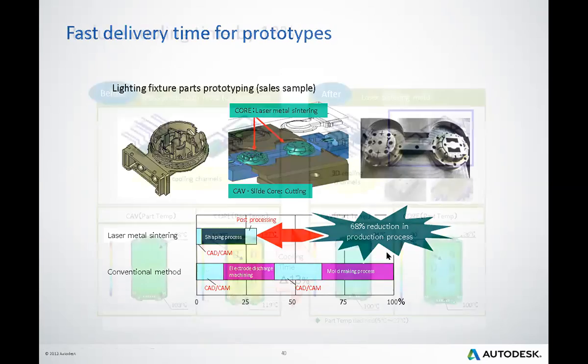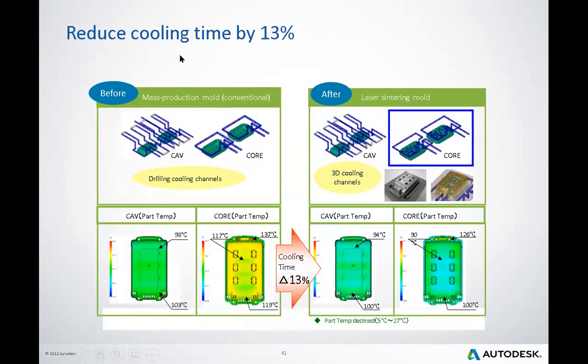And it reduces tooling time by 13%. Before, for the conventional mass production mold, we used dual cooling channels in the cavity and the core. But after we use the laser sintering mold, you can see from the picture that the cooling channel gets closer to the part, which means the heat can be extracted easier and faster.